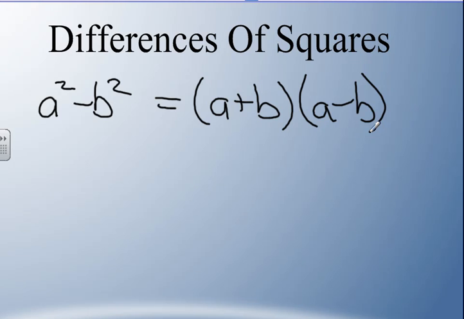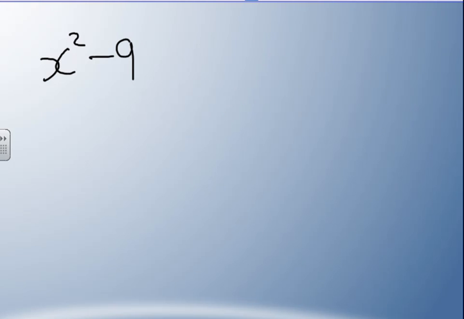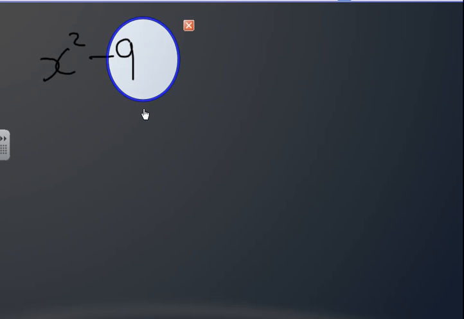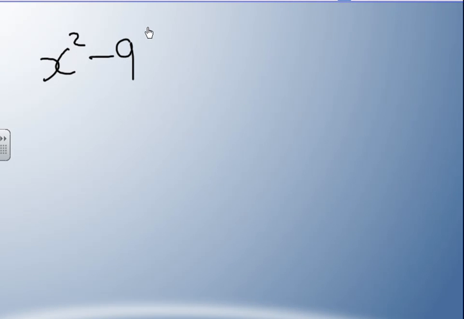Let's use it. Here I have x squared minus 9. Looking at it, for my first one, x squared, I have a square. My second number is 9, I have a square. And in the middle, I have a negative sign. So we can use difference of squares.